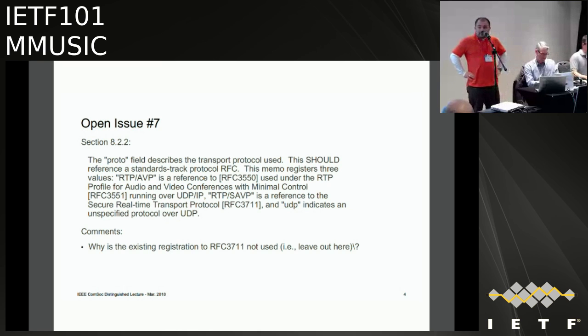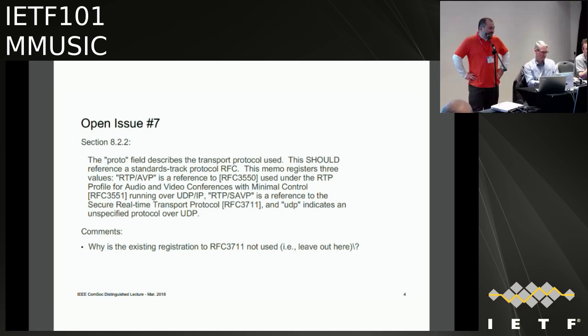Okay, issue number 7. This is section 8. So, Fleming get this comment, why is the existing registration to 3711 not used? Why don't we just remove it from here? I honestly didn't understand this comment very well, but why does it hurt to have it here? So as an individual, again, I don't know if it hurts. It was more a question of, is this what it should be referencing in the IANA registry, or should it be referencing 3711? The reference is in here because someone complained about it last time we wrote this document.